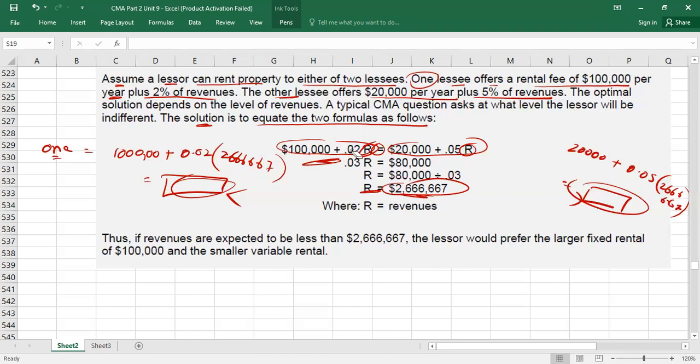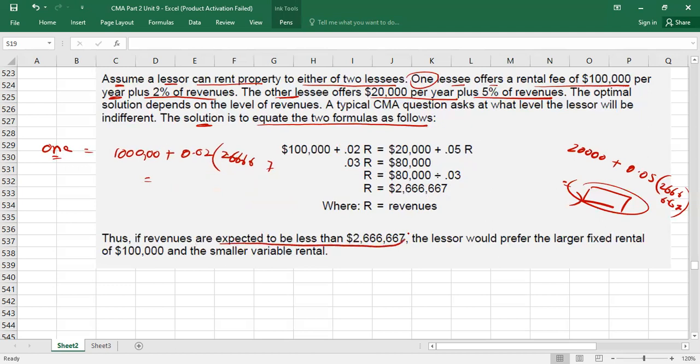Indifference point is over, but there is another point I want to tell you from your decision point of view. If revenues are expected to be less than this value, then please remember, this is the variable portion, 2% of revenue. If you expect your revenues to be less than that, then you should choose the option where fixed cost is more. If you think revenue is going to be more than this, then the best option is the one with the bigger variable portion.